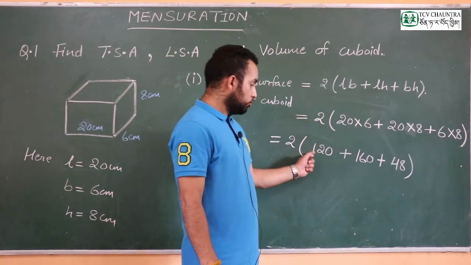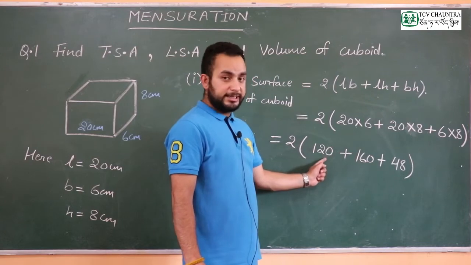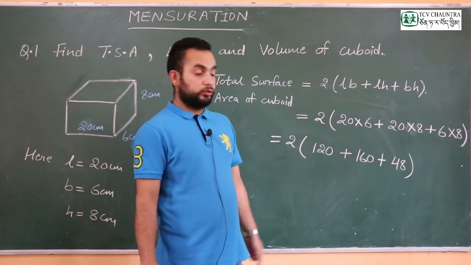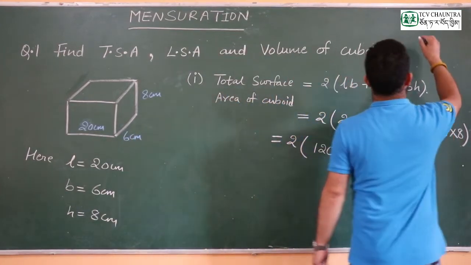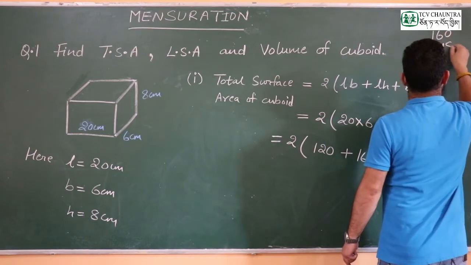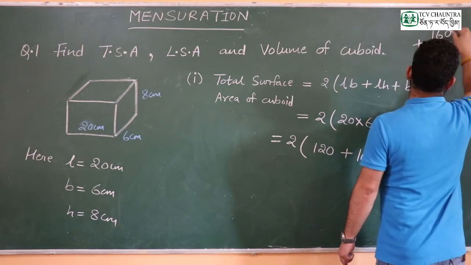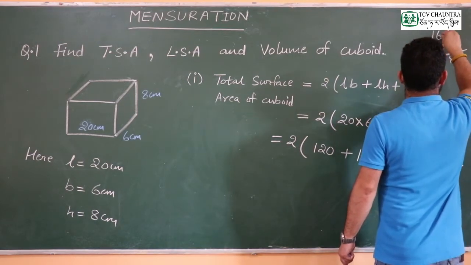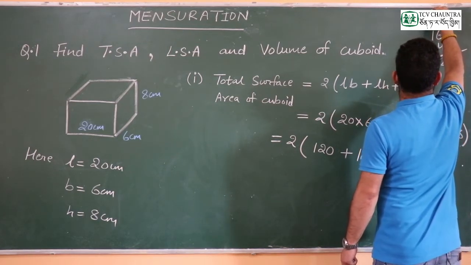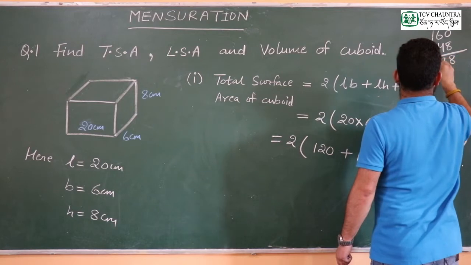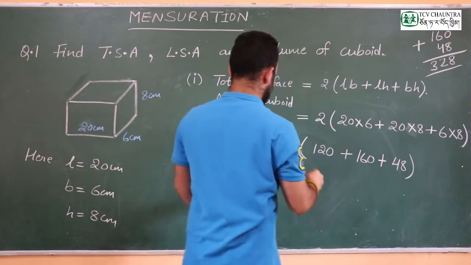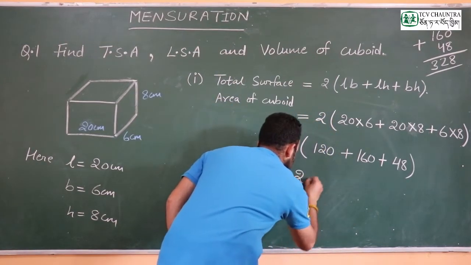So 100, 200, 260, 280, 280 plus 48. Let me check. 120 plus 160 plus 48. So it's 328, right? Yeah, 328.